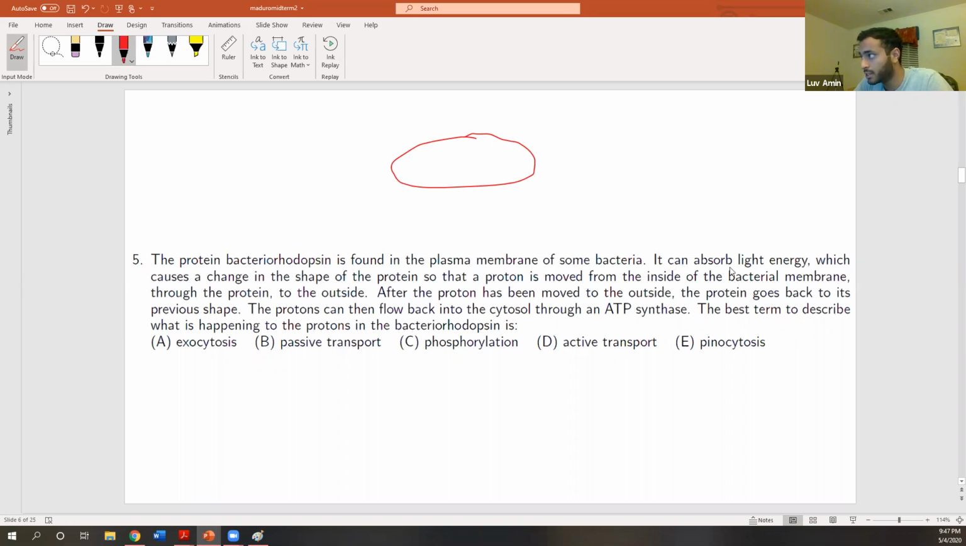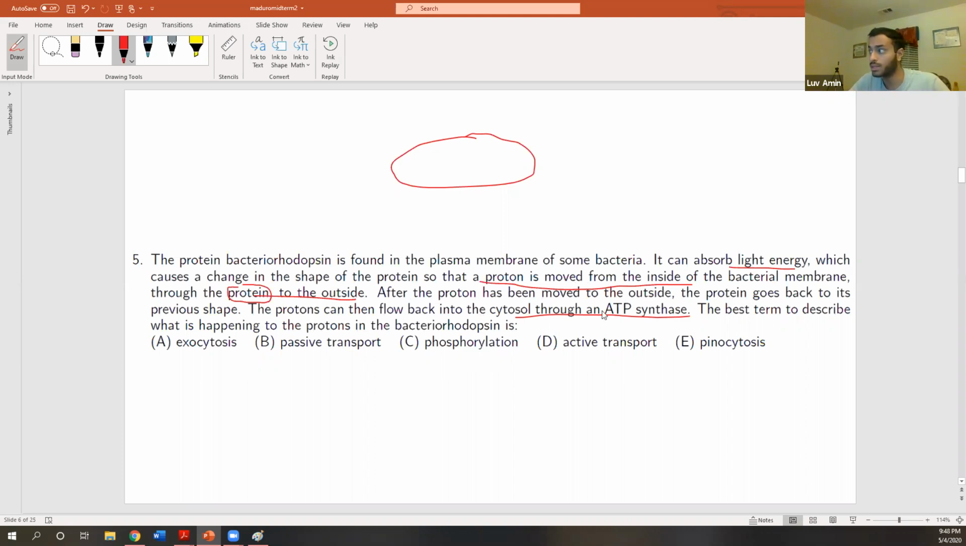It can absorb light energy, which causes the change in shape of a protein so that a proton is moved from the inside of the cell to outside using a channel protein, I'm guessing, right? And after the proton has been moved to the outside, the protein goes back to its previous shape, and the protons can then flow back into the cytosol through an ATP synthase. So it's looking like this is pretty much what we're seeing during the oxidative phosphorylation stage of cellular respiration, right? Except it's occurring in bacterial form. So instead of mitochondria, just think of it as a bacteria cell, right?